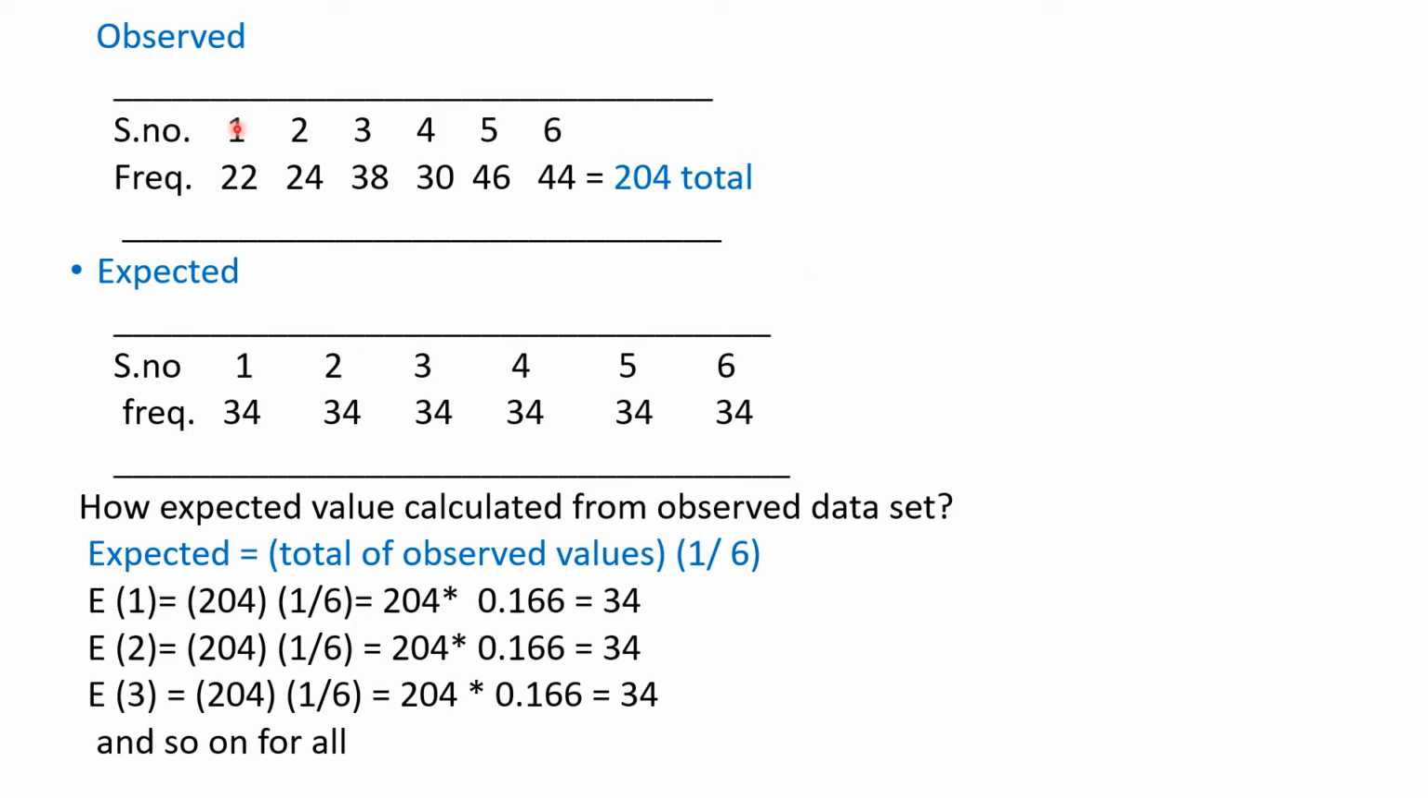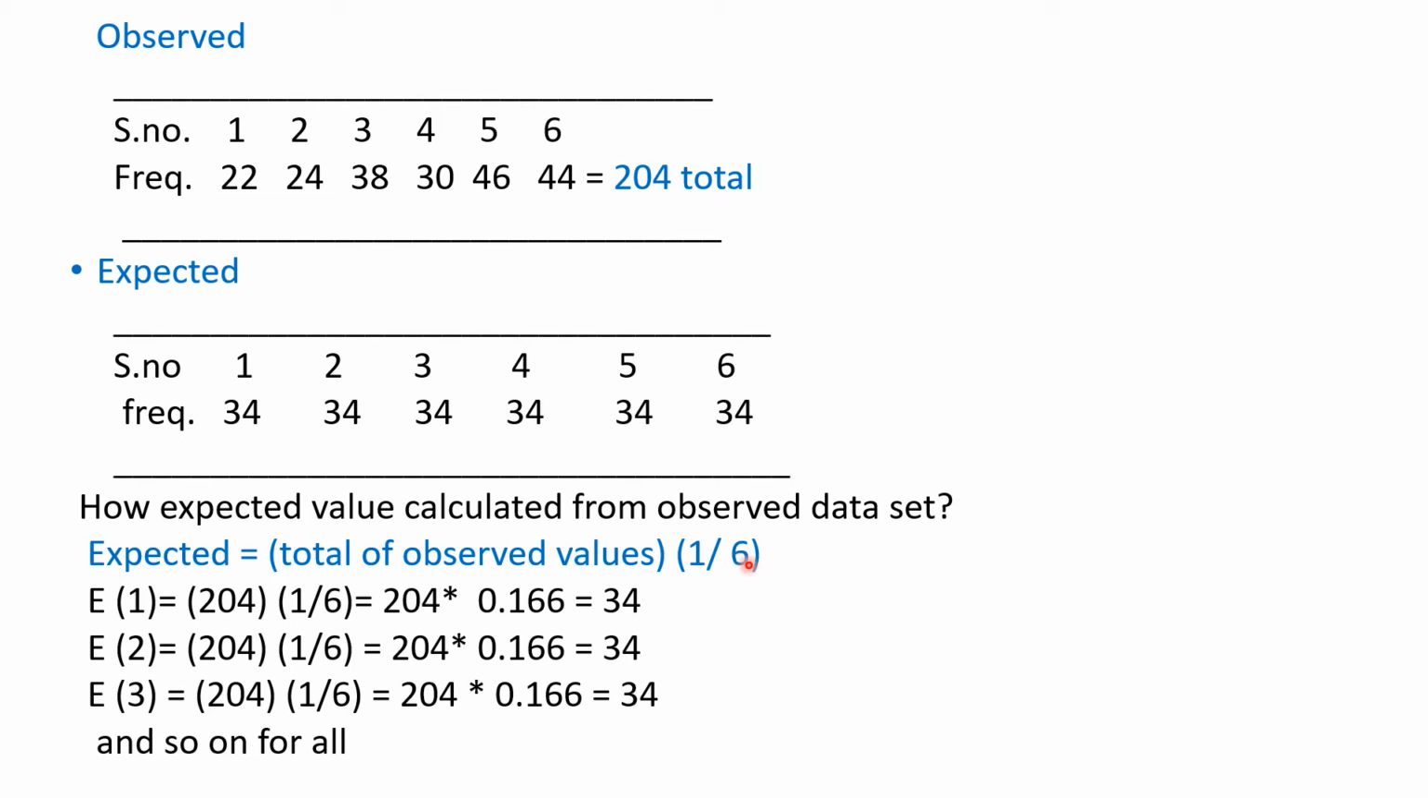Now here is the same data which I showed you on the previous slide. First we have to calculate the expected values from this observed data set. How is the expected value calculated? The expected value is calculated from this formula: total of observed values multiplied by 1 divided by 6, or one observation divided by total number of observations.